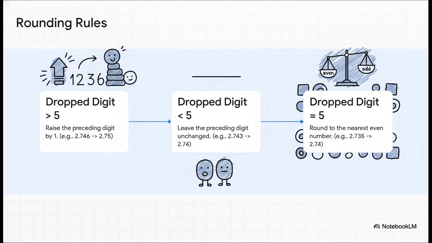But what happens when the digit is exactly 5? This is where a clever rule comes in. You always round to make the preceding digit an even number. So if the digit before the 5 is already even, like the 4 in 2.745, you just leave it. If it's odd, like the 3 in 2.735, you bump it up to become even. It's a neat little trick to prevent statistical bias over lots of calculations. Notice how both examples end up as 2.74.